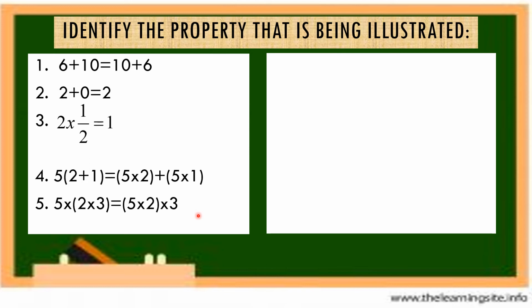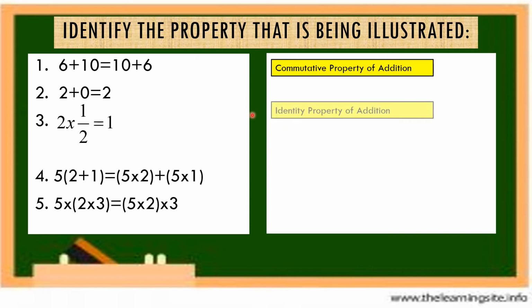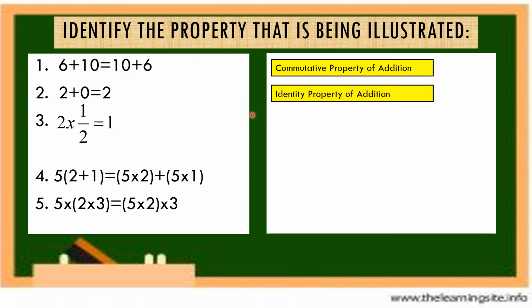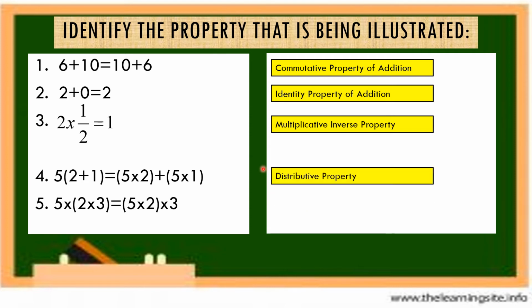Now we are ready to answer the problem. Number 1, what is your answer? The answer is commutative property of addition. How about number 2? Number 2 is identity property of addition. We are in number 3. Number 3 is multiplicative inverse property. For number 4, our answer is distributive property. And for the last number, we have associative property of multiplication.